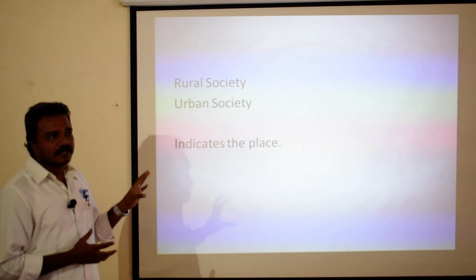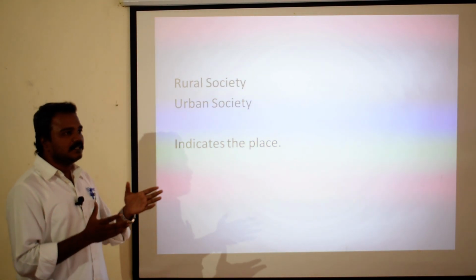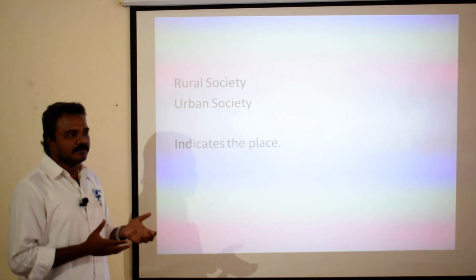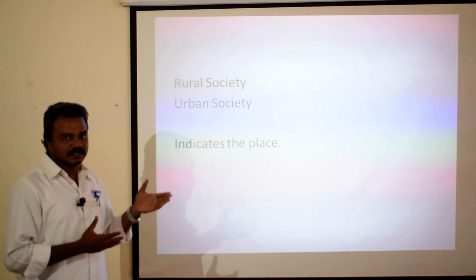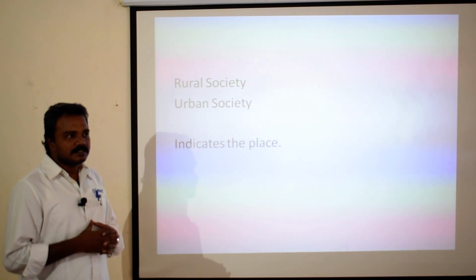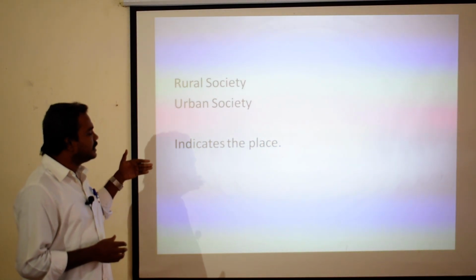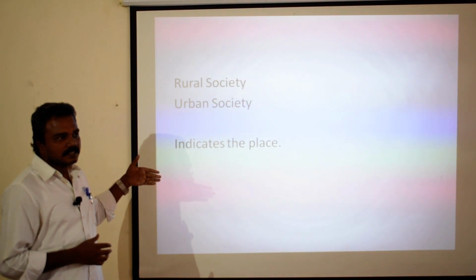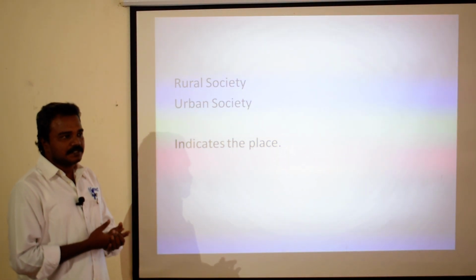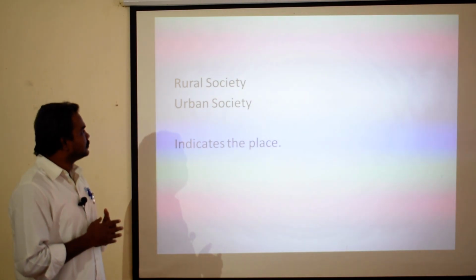Then we have also heard these words: rural society and urban society. Yes, I live in a rural society, or I come from a rural society. We have heard people saying such sentences: I live in an urban society, I come from an urban background. So it means the place of an individual, or it could be the kind of community he comes from.